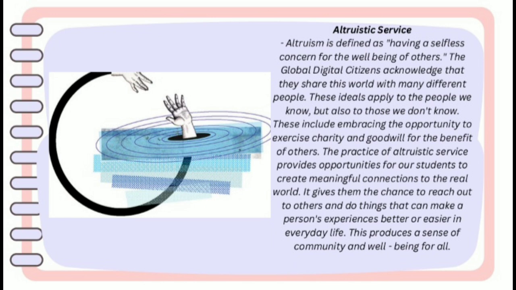So altruism is defined as having a selfless concern for the well-being of others. So the global digital citizens acknowledge that they share this world with many different people. So these ideals apply to the people we know but also to those we don't know. This includes embracing the opportunity to exercise charity and goodwill for the benefit of others. So, the practice of altruistic service provides opportunities for our students to create meaningful connections to the real world.